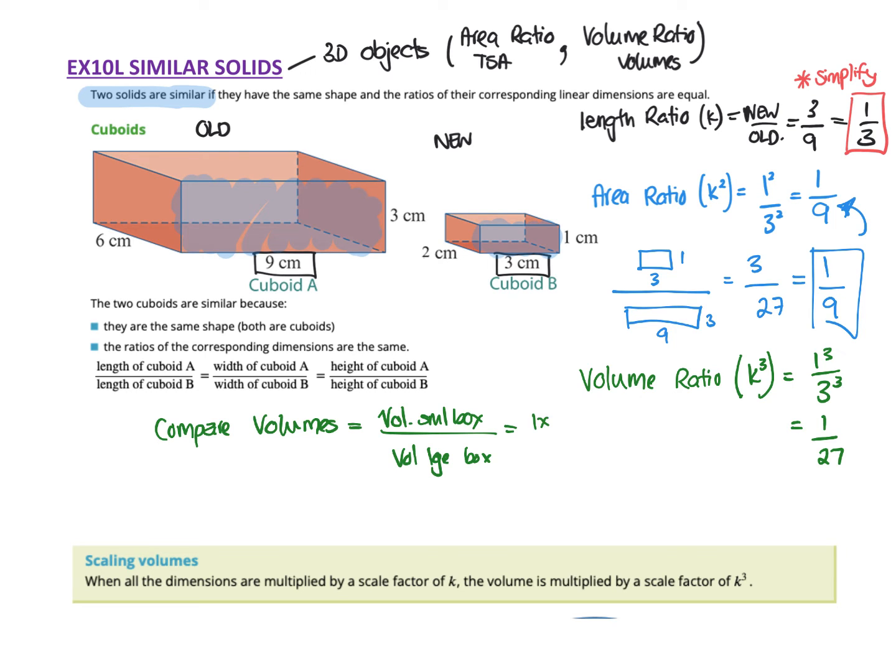So this one would be 1 times 3 times 2 over the other one, which will be 3 times 9 times 6. So you end up with 6 over, what is that? Ends up being 162, and that would simplify to 1 over 27. So that's good. That just shows that it does work for our volume ratio, and it does work because we've proved it there.